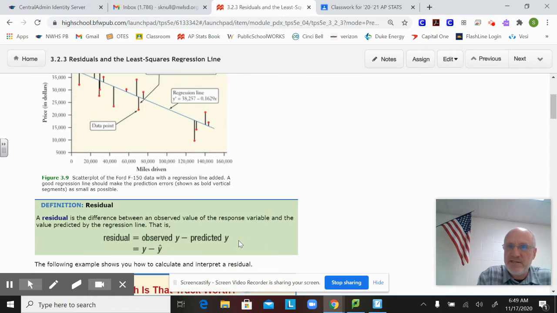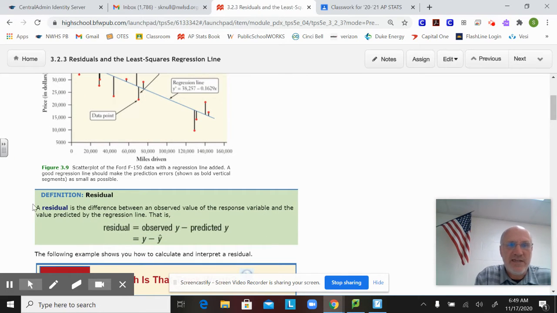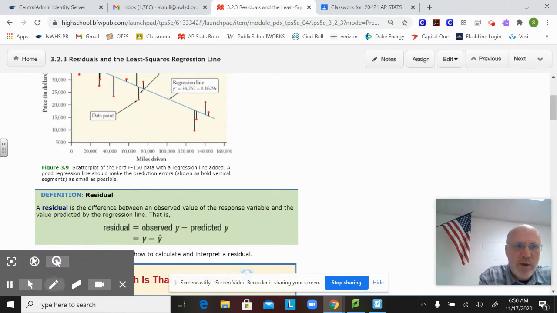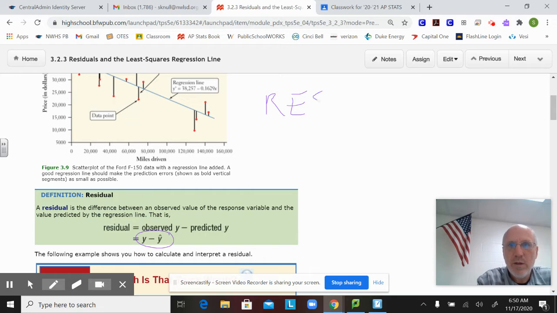So here is how you calculate a residual. It says the residual is the difference between an observed value of the response variable and the value predicted. That is, residual equals observed y minus predicted y. Now, that's perfect, the way the book I used to teach from did it: y minus y hat. Now, that's a residual equals y minus y hat. This book calls that observed minus predicted.